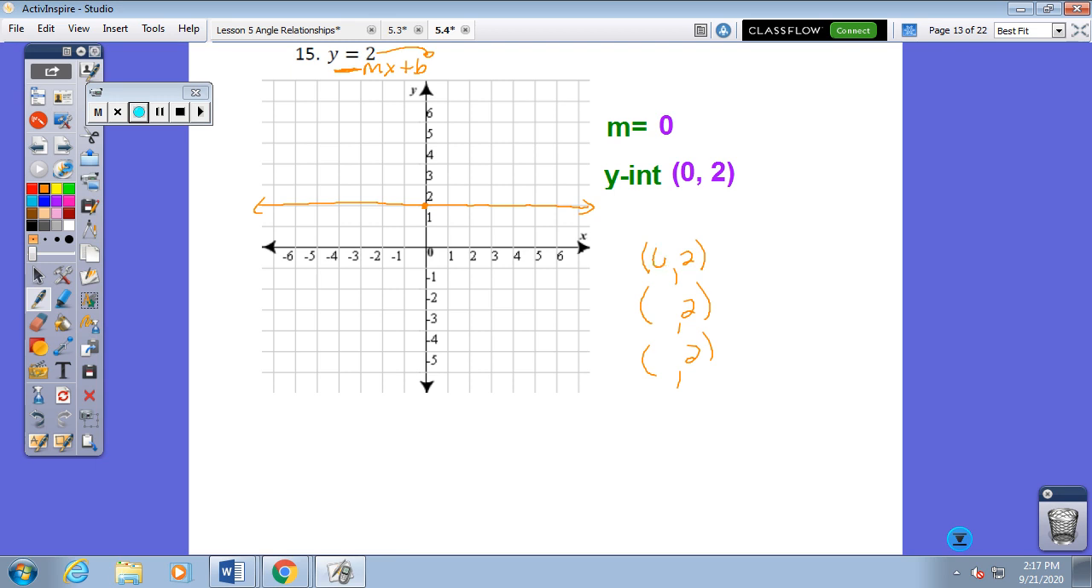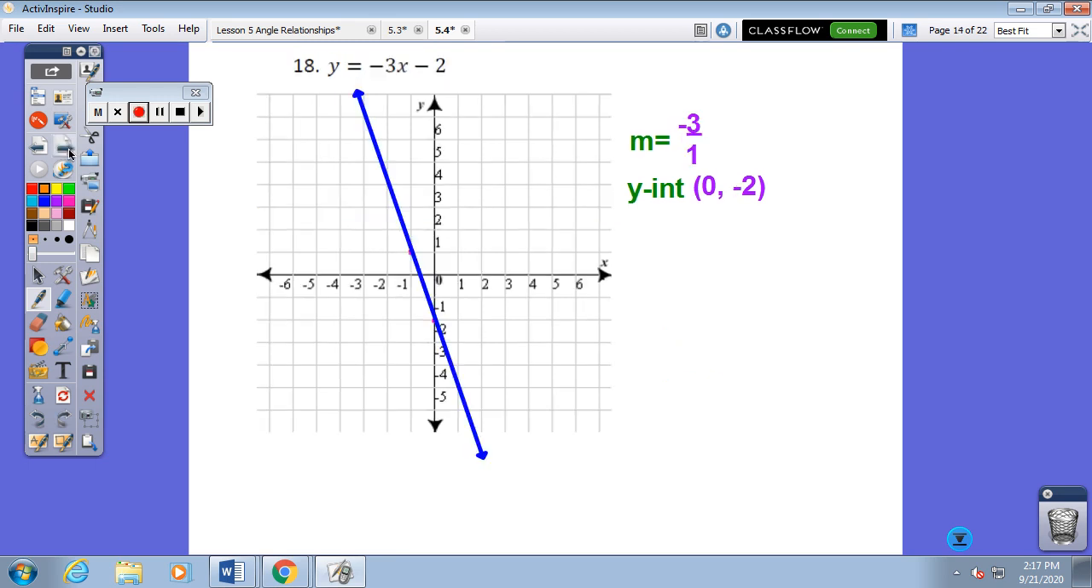So then I can plug in some other numbers. If I plug in 0, I plug in -4, and I plug in, let's say, 3. So I can plot those: -4, 2; 0, 2; 3, 2, and then connect the dots. Either way. Okay, check 18.